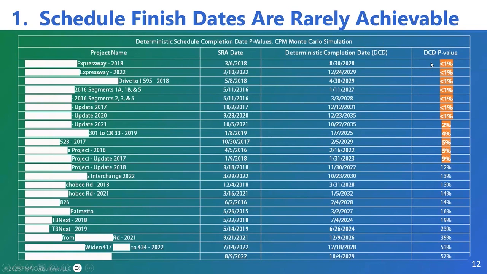Now, if I go to the rightmost column, we risk assessed all of these schedules. So we were able to calculate the probability of completing the project by that scheduled finish date. And as you can see, it's negligible. Nearly half these projects don't even have a single-digit probability of completing by that date. In fact, out of these projects, only 10% of them even have a 50-50 chance of completing by that deterministic completion date. So the predicate that we use for total float is unrealistic.